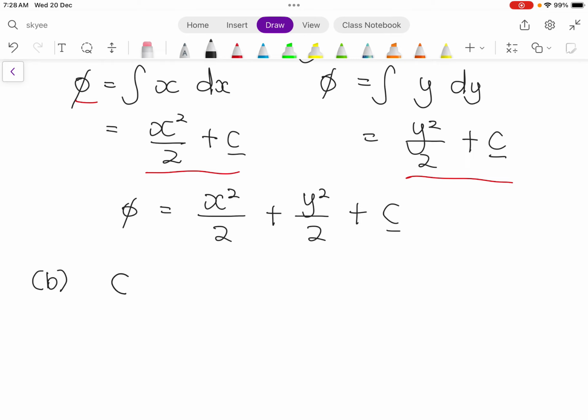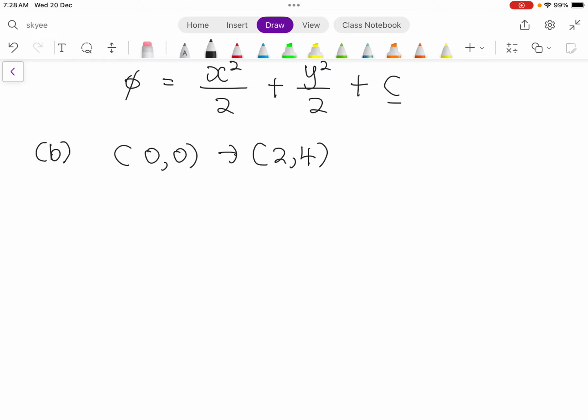So we know that the particle is moving from the point (0, 0) to (2, 4). So what we have to do, to find the work done, is take the potential function, and for the starting point, we put it here, just like when we perform the integrations. So we take the potential function at position (2, 4), minus the potential function at the position (0, 0).